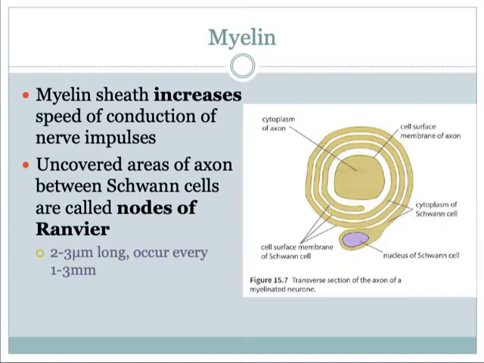The small uncovered areas of the axon between cells are called nodes of Ranvier, and they occur about every 1 to 3 millimeters in human neurons. The nodes themselves, though, are very small, around 2 to 3 micrometers long.